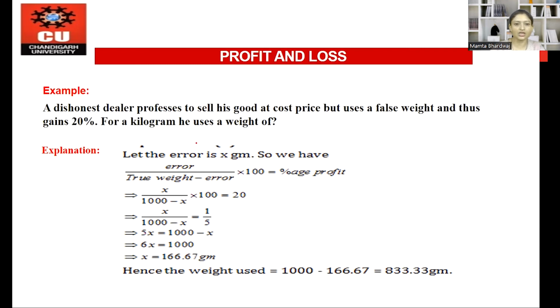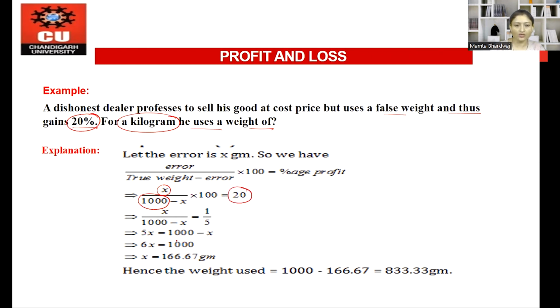A dishonest dealer professes to sell his goods at the cost price but uses a false weight and gains 20%. So for a kilogram, he makes a profit of 20%, and we need to find out how many grams he uses for a kilogram. So we can use the concept we have discussed, that is error upon (true value minus error) into 100 equals profit percent. Here, let's assume the error is X. Actually he has to give 1000 grams, that is 1 kg, and he makes a profit of 20%.